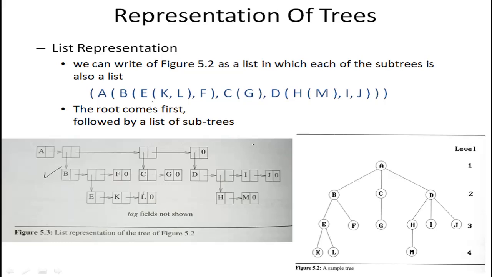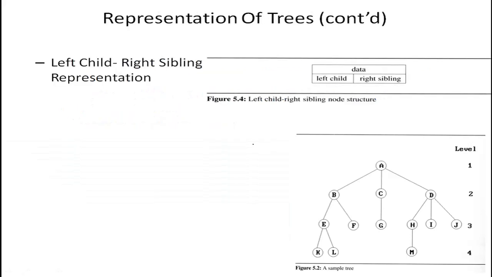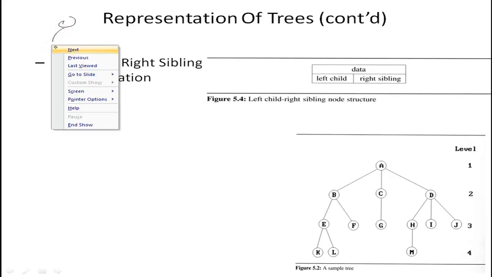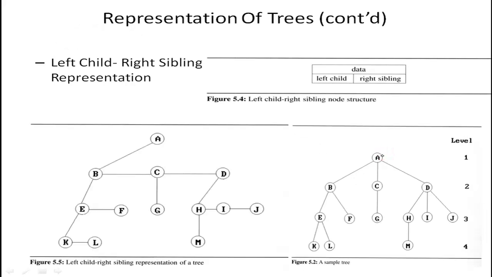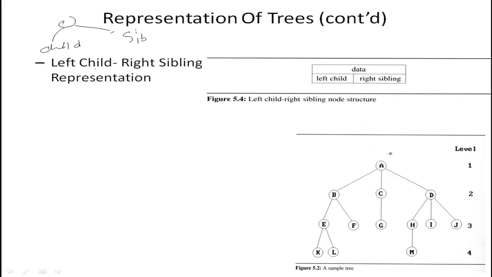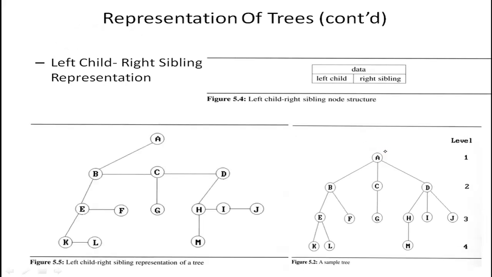Now let us look at the next type, which is left child right sibling representation. Here we again draw nodes, but this is important: whatever node I draw, to the left of it should be the child, and to the right of it should be the sibling. So this is the main tree which I take for discussion.